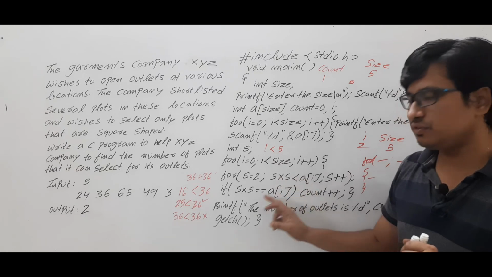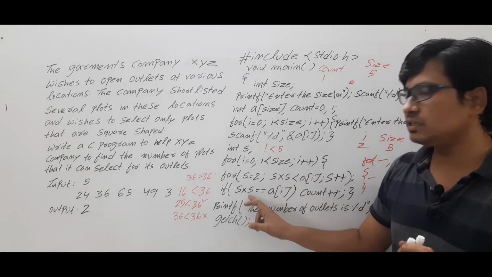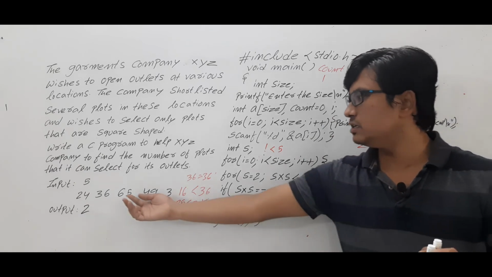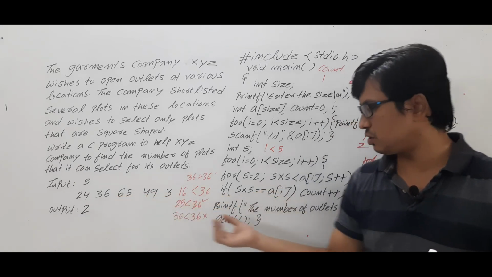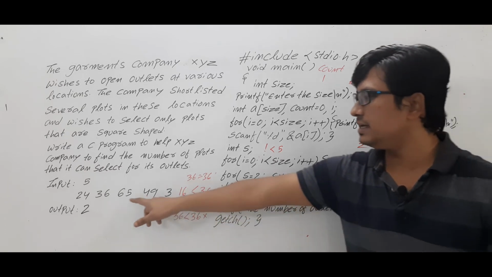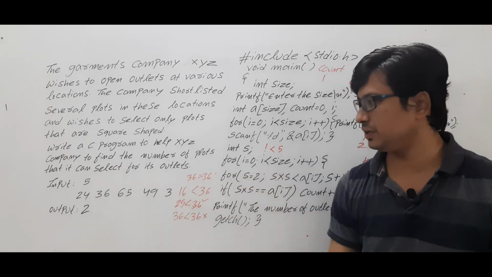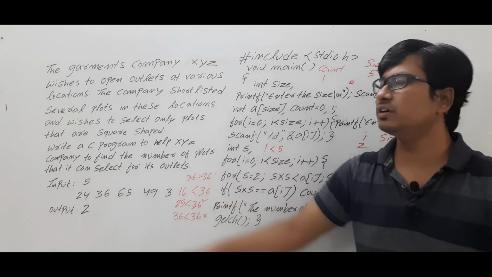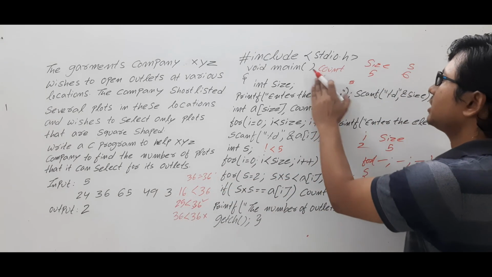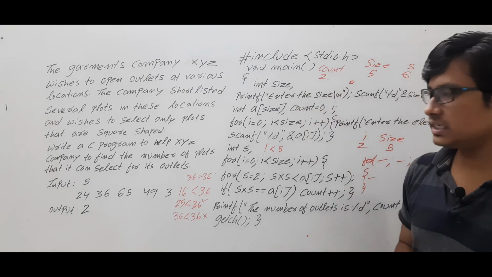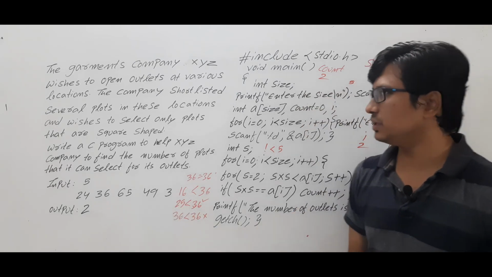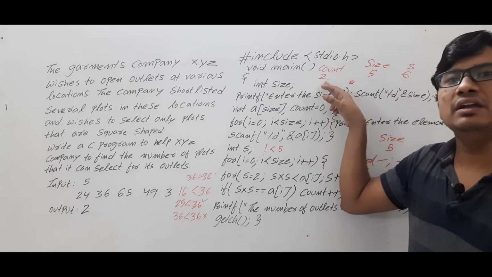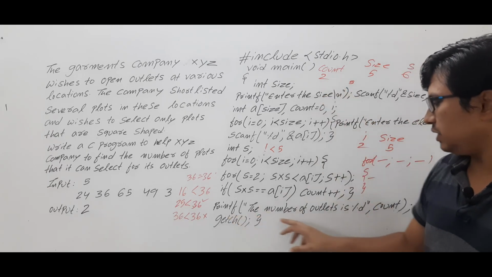If this condition is failed, it will come to this one. s into s, s value will be 9. 9 into 9 is 81 is equal to 65. Wrong. So count will not be incremented. So 65 is not a perfect square. Now 49 is a perfect square because 7 into 7 is 49. So count value will become 2. Are you able to understand? Now 3 is not a perfect square. So by the end of the time, the count will have the value 2. That value we are displaying.